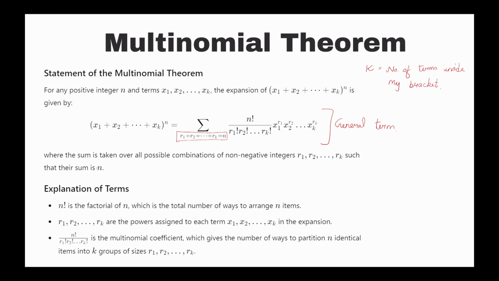Now if I was to look at the explanation of this general term, I would have n factorial, which is the total number of ways of arranging n items. r1, r2, rk are the powers assigned to each term, and then this becomes my multinomial coefficient.